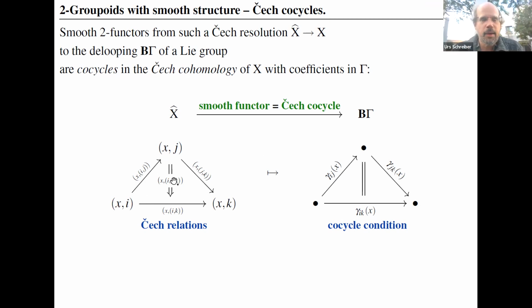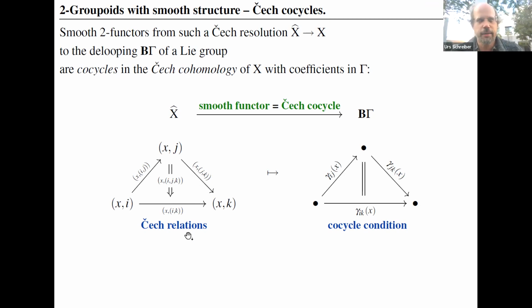And then whenever we have a two morphism, so whenever these points in the triple intersection actually coincide, then we have to find a two morphism here as its image. But the only two morphisms in B gamma were identities. So it means that the product of this group element has to equal this group element. But this is, if you've ever seen it, the co-cycle rule.